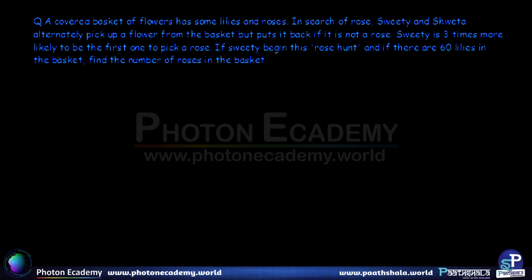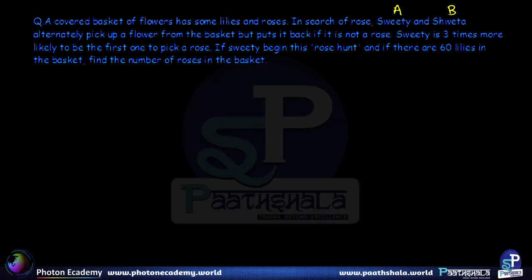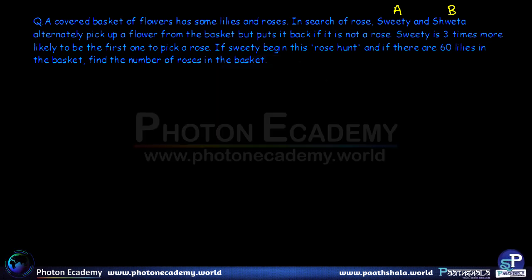So let's call Sweetie A, let's call Shweta B. First let us find out the probability of A winning and then the probability of B winning, and they have given the relation between the two. Probability of A winning is 3 times the probability of B, and if we assume the roses to be x, we will get an equation for x and we will have to solve that.